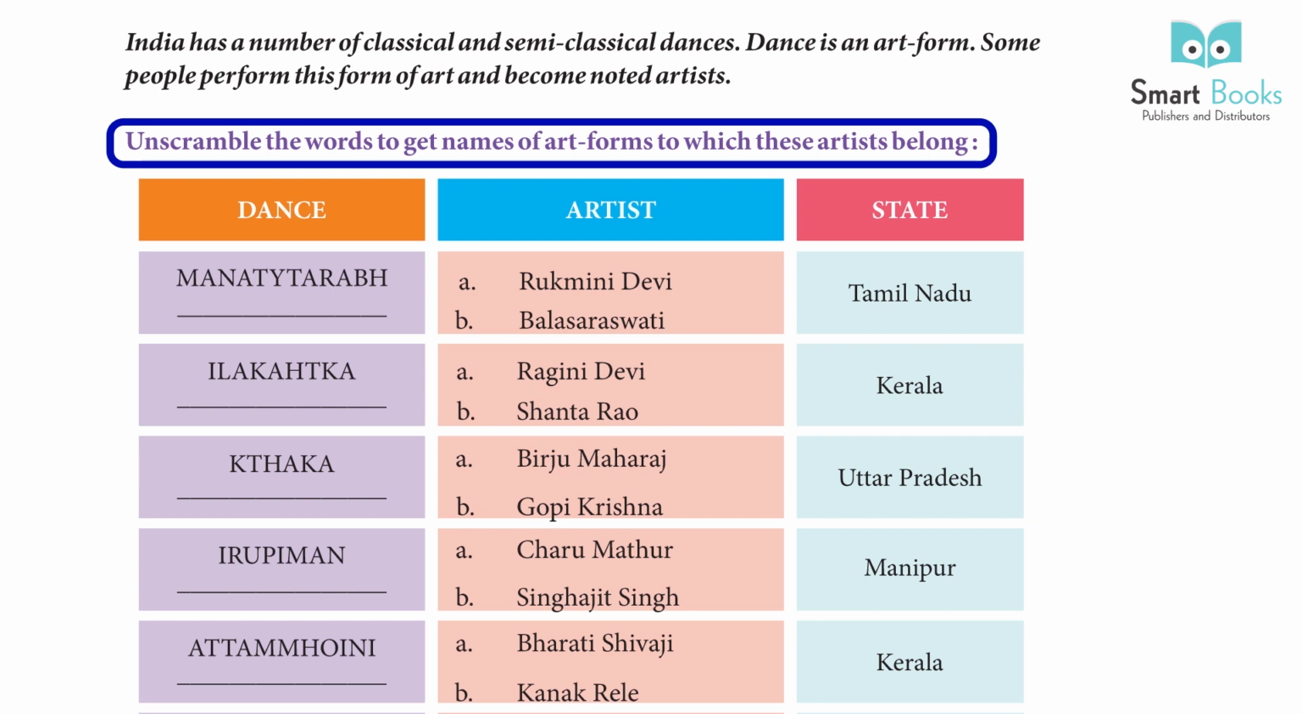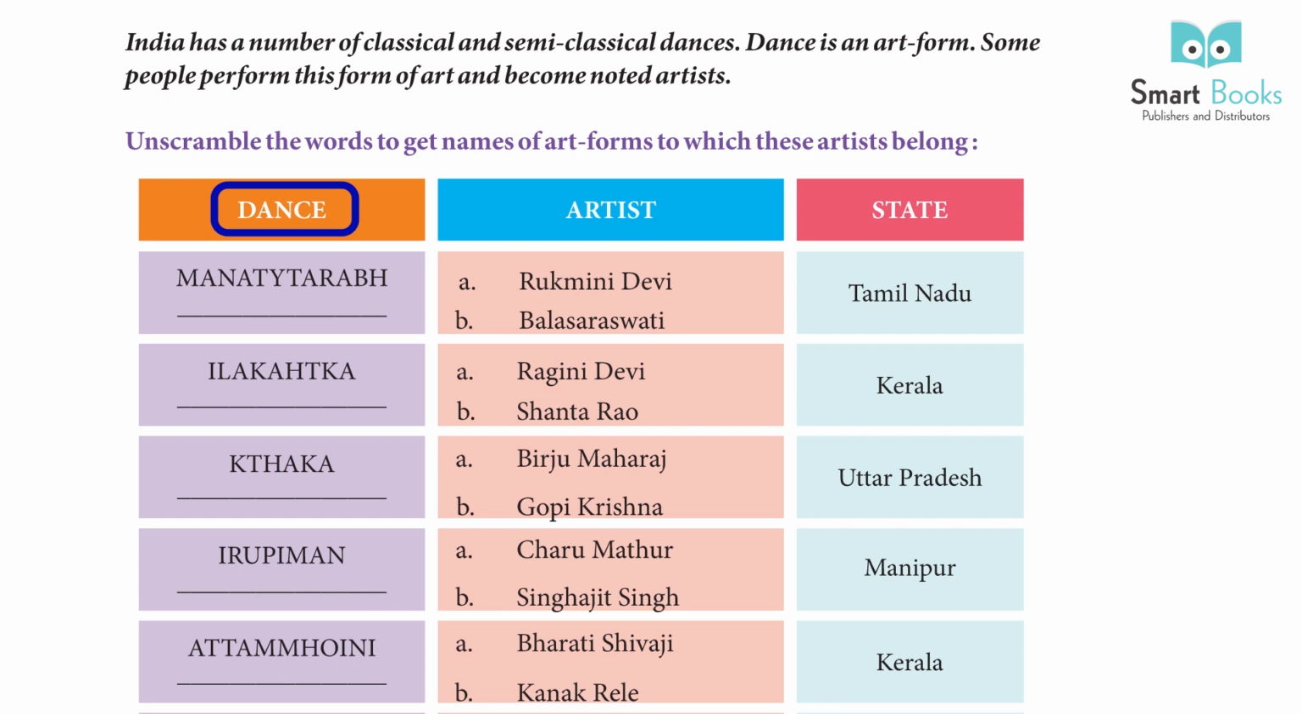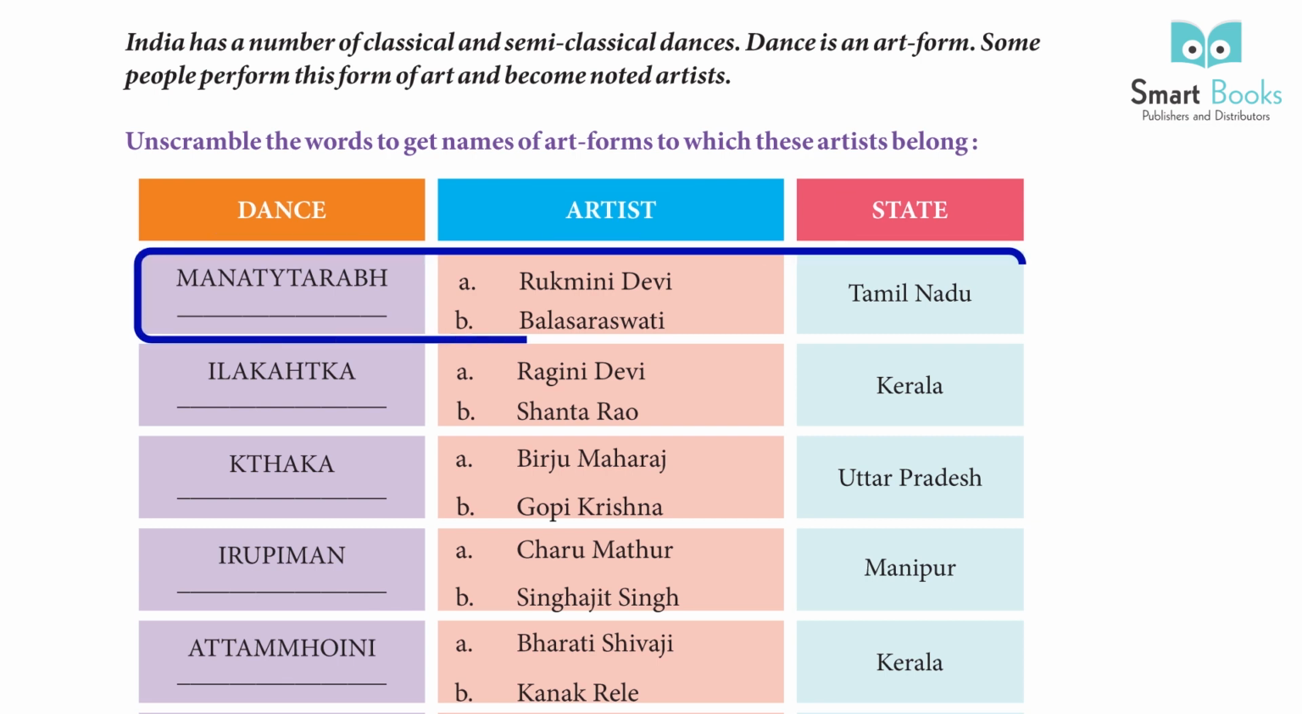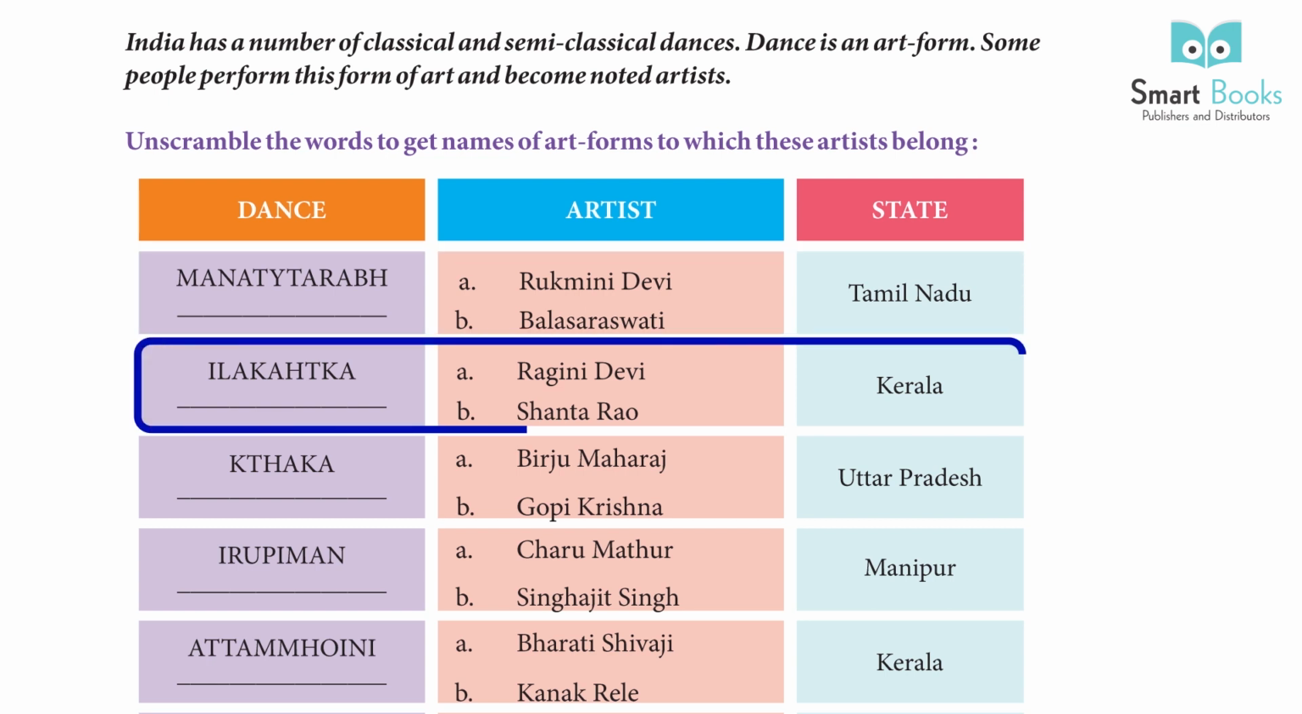Unscramble the words to get names of art forms to which these artists belong. Dance, artist, state. Dance: Bharatanatyam. Artist: Rukmini Devi, Bala Saraswati. State: Tamil Nadu. Dance: Kathakali. Artist: Ragini Devi, Shanta Rao. State: Kerala.